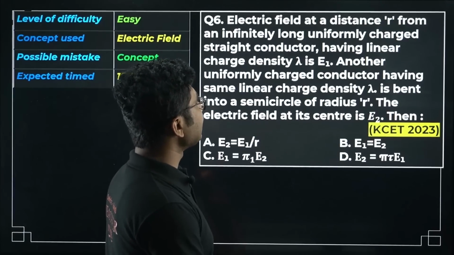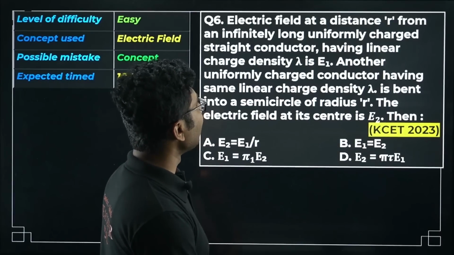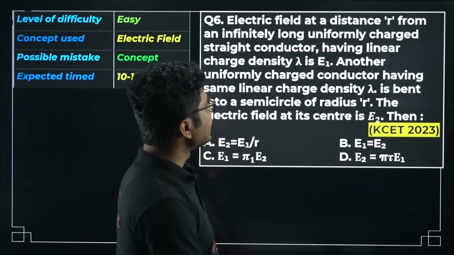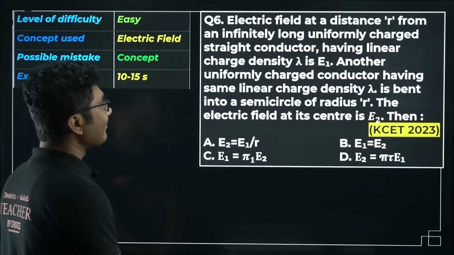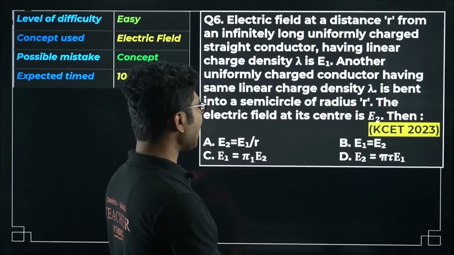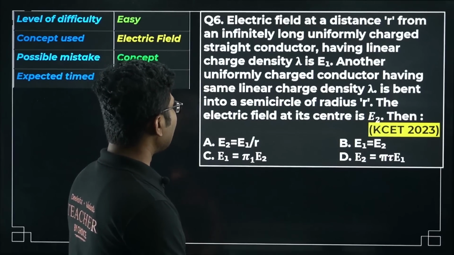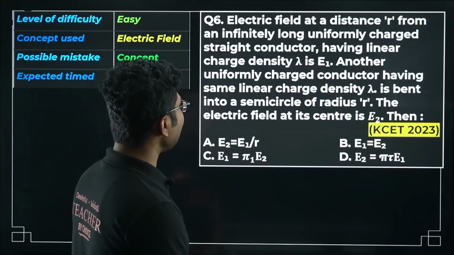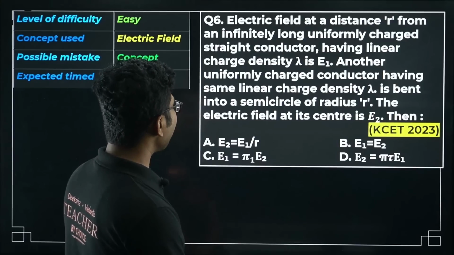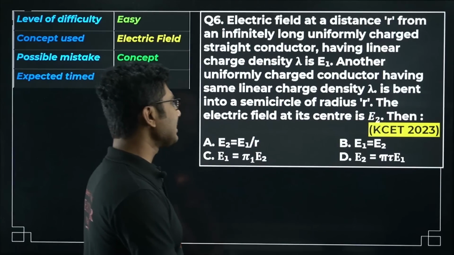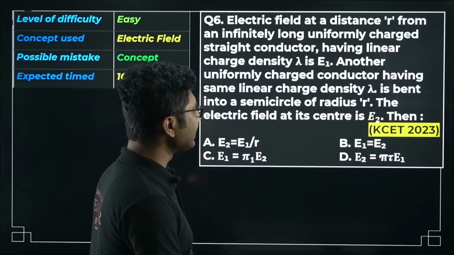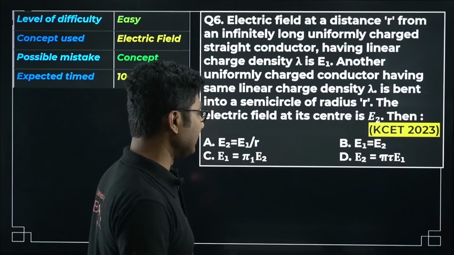Electric field at a distance r from an infinitely long uniformly charged straight conductor having a linear charge density lambda is E1. Another uniformly charged conductor having the same linear charge density lambda is bent into a semicircle of radius r. The electric field at its center is E2. Then?